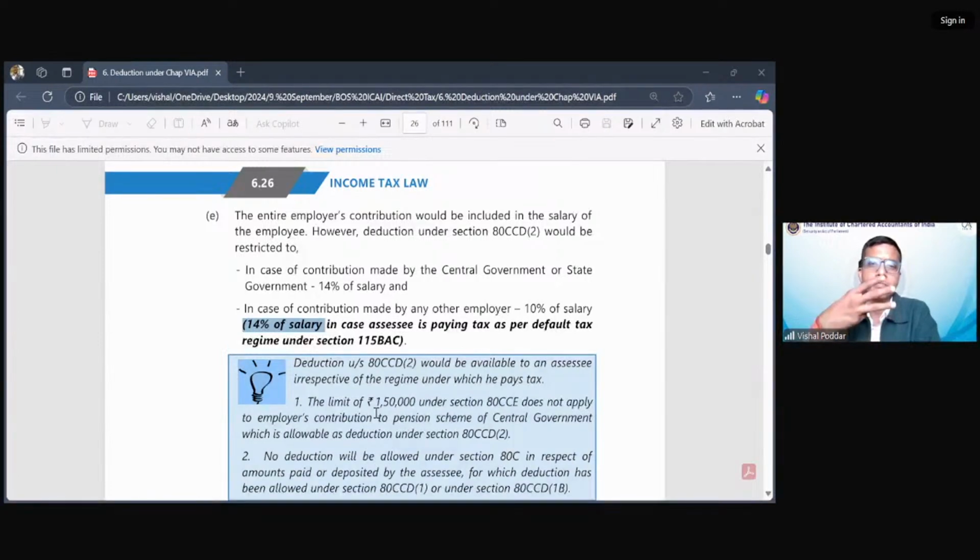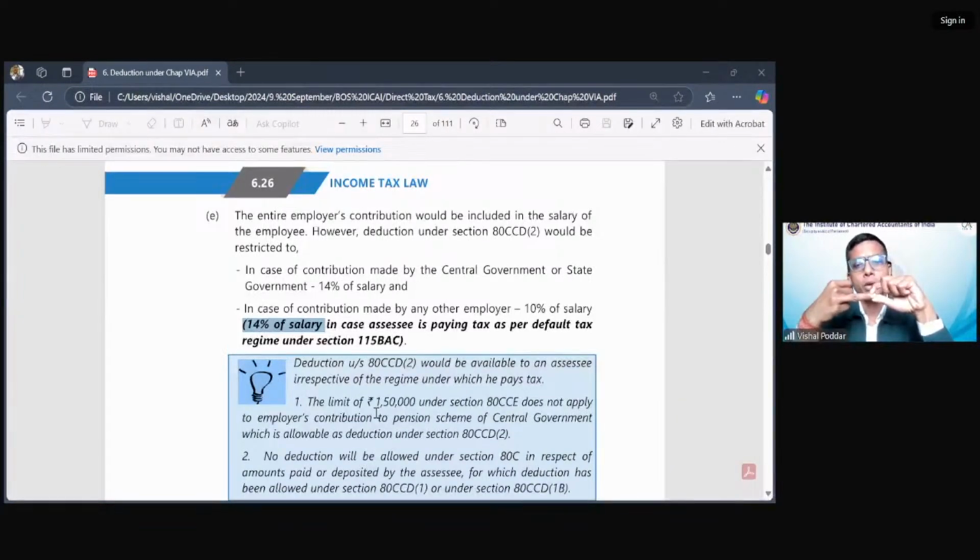I'm still saying we have spoken only about two things: your contribution and my contribution. My contribution, that is the employer's contribution, how much deduction you get, there is no amount limit. It has nothing to do with this 150. You can get this deduction up to 14% of salary if I'm central or state government. If I am a private employer, this will be 14% again if you are following the new scheme. But if you are following the old scheme, this will be only 10%.